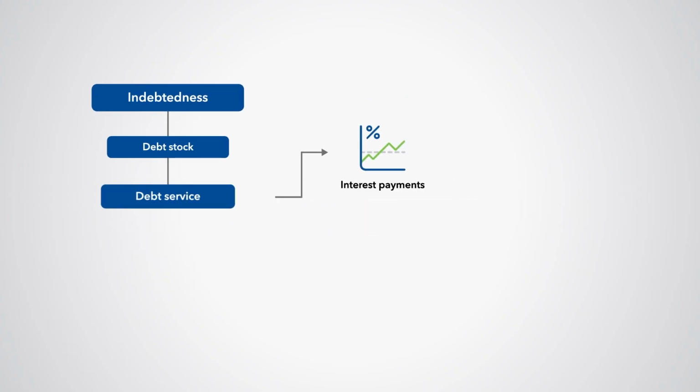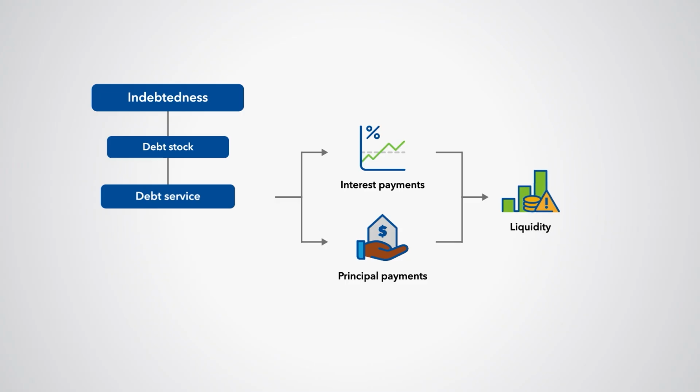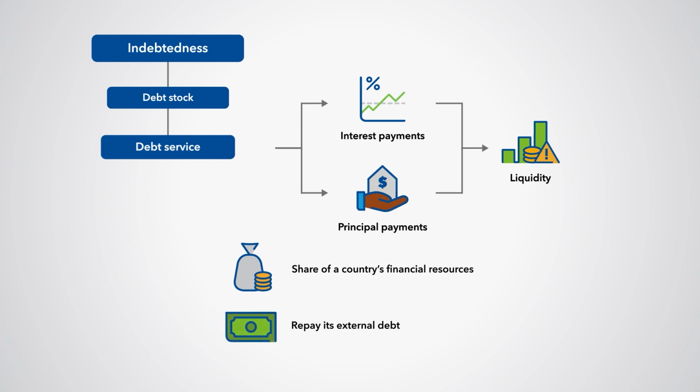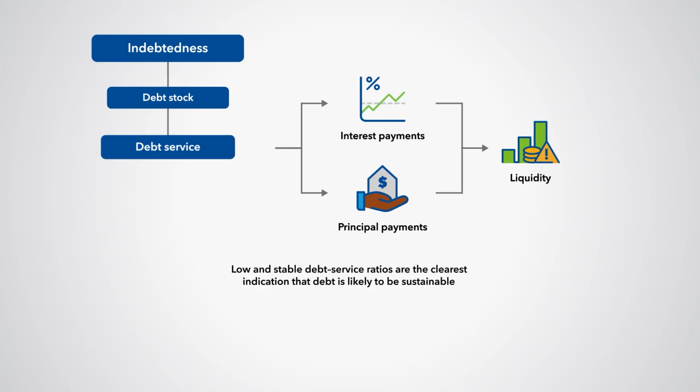Indicators based on debt service, for example, interest payments and repayment of principal of external debt, are typically used to assess liquidity problems. They represent the share of a country's financial resources used to repay its external debt and are the best indication of claims on financial resources and the associated risk of payment difficulties and distress. Low and stable debt service ratios are the clearest indication that debt is likely to be sustainable.